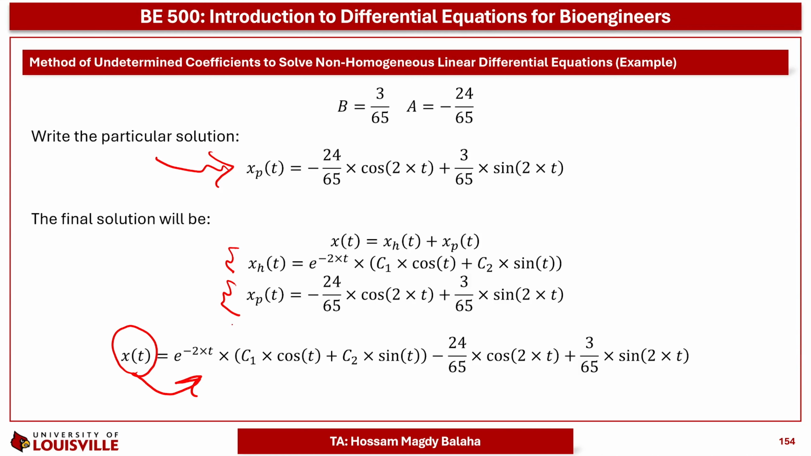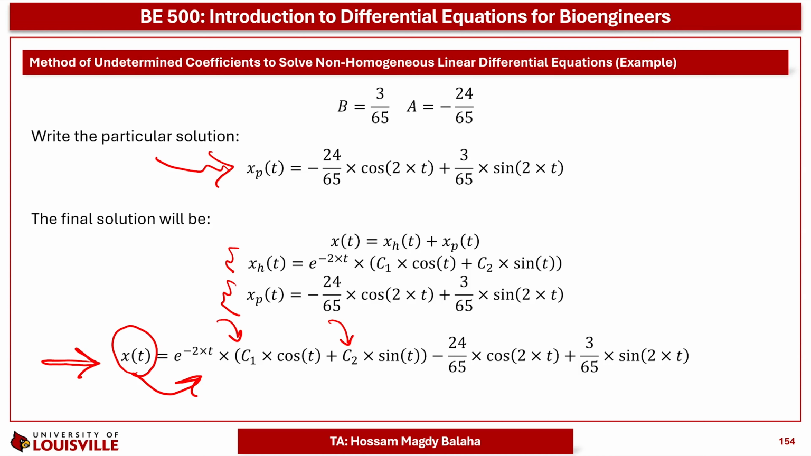You may mention how to find the values for C1 and C2. Simply, if you have initial conditions, then you can substitute in this function to find the values for C1 and C2. Assume you are given that x of 0 equals 1 and x prime, or the first derivative, of 0 equals 0. You can substitute, and you will get two equations. By solving both of them together, you will find the values for C1 and C2.